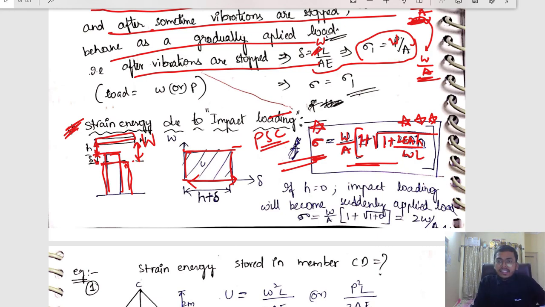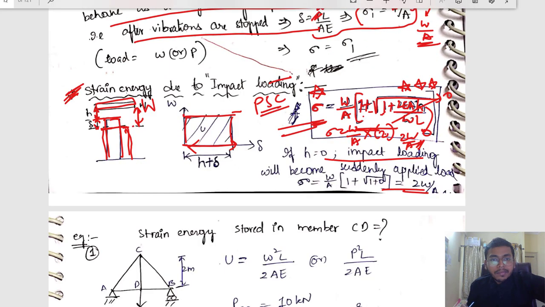What if H is 0 in this case? What if your height is 0? You are just keeping the load on it. It is similar to the suddenly applied load, right? Let us see what will happen. If H is 0, the 2EAH by WL term is 0. So what is left? Sigma is equal to W by A into 1 plus root 1. Root 1 is 1, so 1 plus 1 is 2. So your sigma is nothing but 2W by A. So if H is equal to 0, impact loading becomes suddenly applied load. Your sigma will be 2W by A. Done? So simple. I hope you learned something in this module.